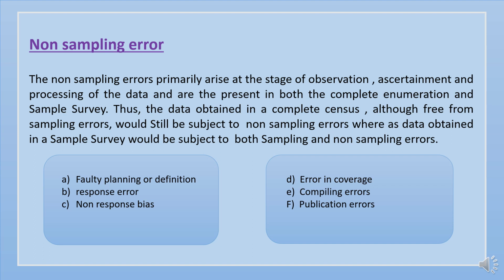Non-sampling errors can occur at every stage of the planning or execution of the census or sample survey. The preparation of an exhaustive list of all the sources of non-sampling errors is a very difficult task. Some of the most important non-sampling errors arise from the following factors: faulty planning or definition, response error, non-response bias, error in coverage, compiling error, publication error.